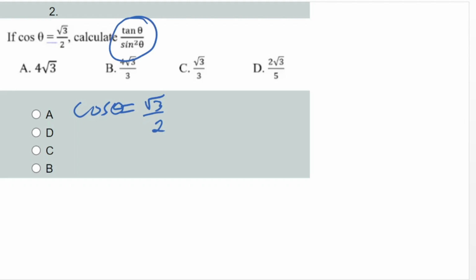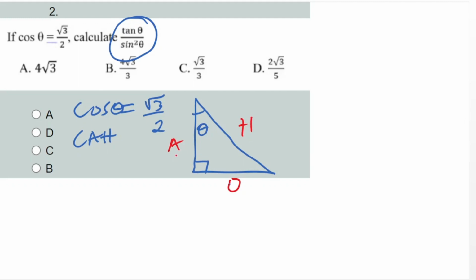You have to draw your right angle triangle and indicate the theta. You can put your theta anywhere, so I'm putting the theta here. Cos is talking about the ratio adjacent over hypotenuse. So this is the opposite here, this is adjacent and this is hypotenuse. So adjacent is root 3 and the hypotenuse is 2. We can use this concept to find the opposite.